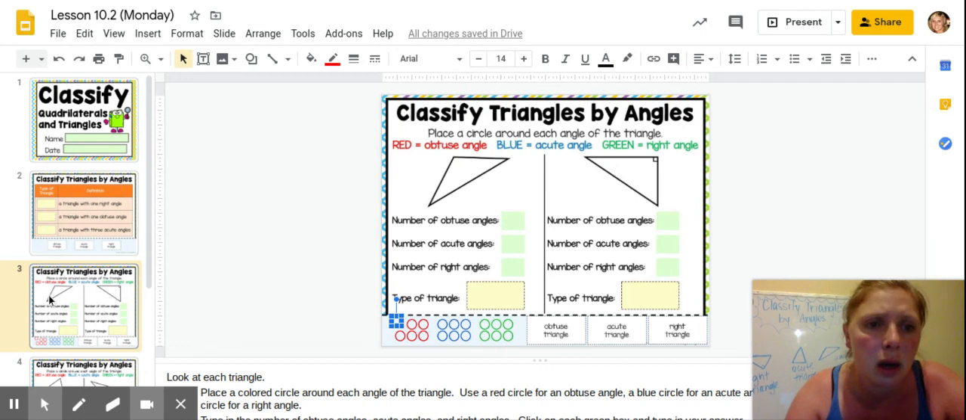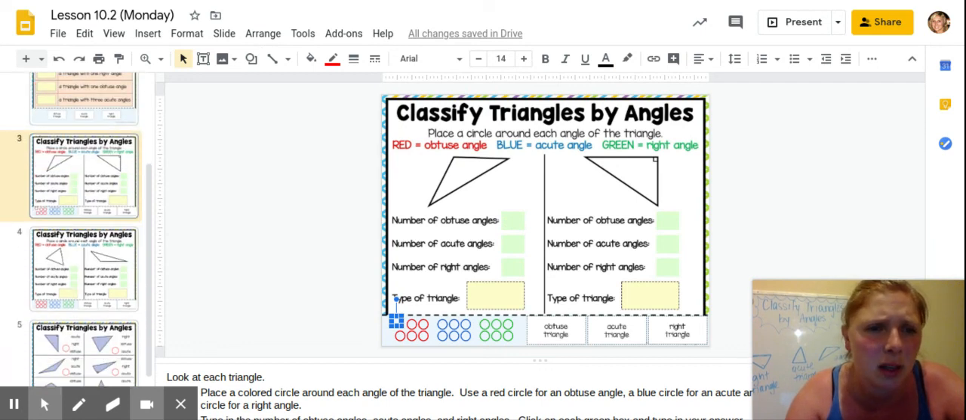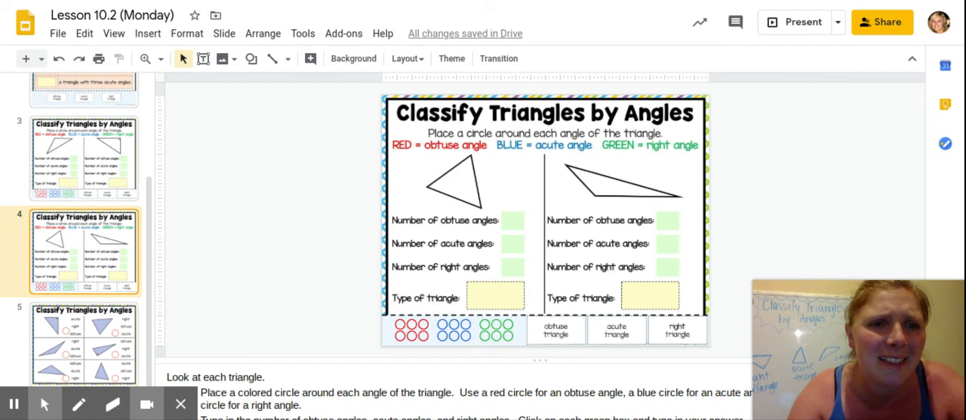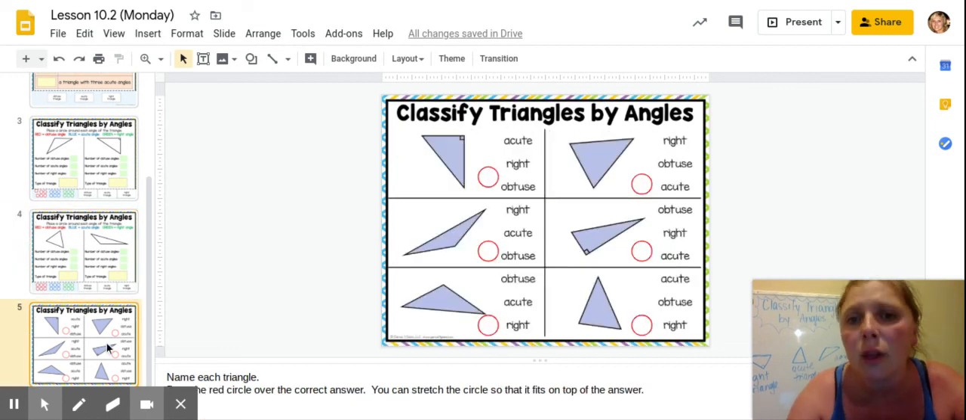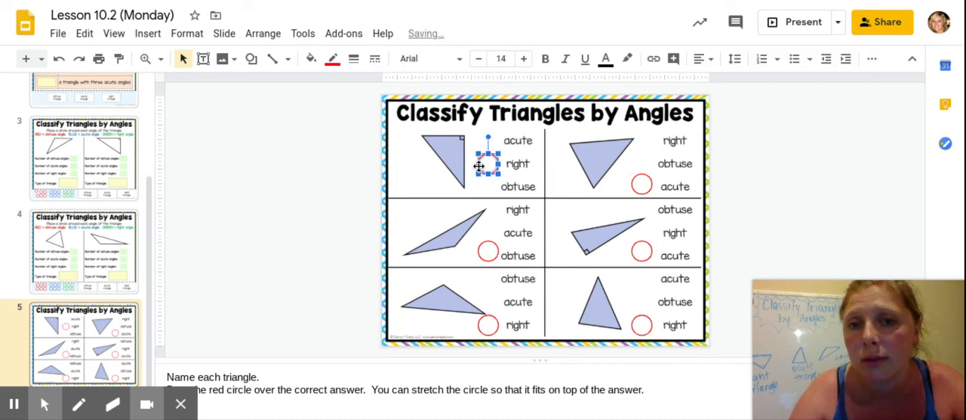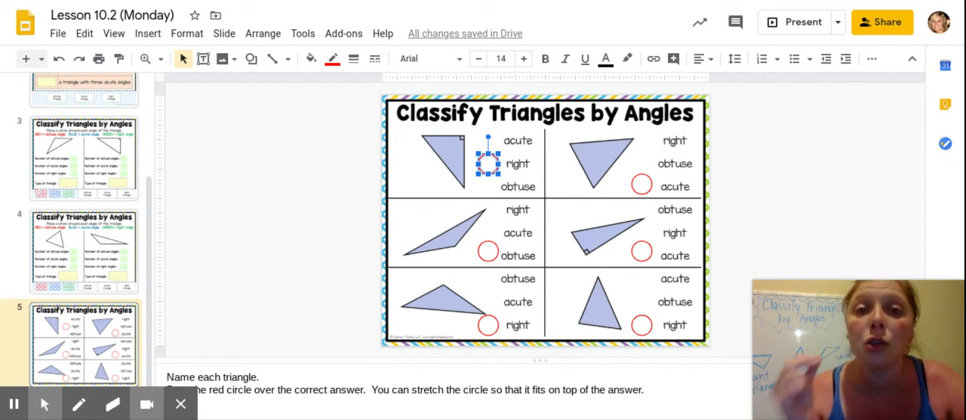Okay, the same thing for the next slide. And then the last slide, you're moving this red circle, it moves, over whichever one you think is, whoops, you could make them smaller or bigger, stretch them out. So you're going to move that over whichever kind of triangle you think it is, acute, obtuse, or right. Don't forget to read over that reference sheet. Have it out with you. Take notes if you need.